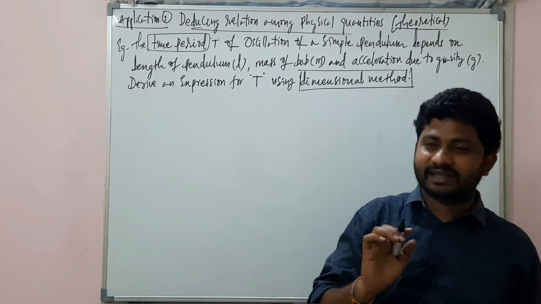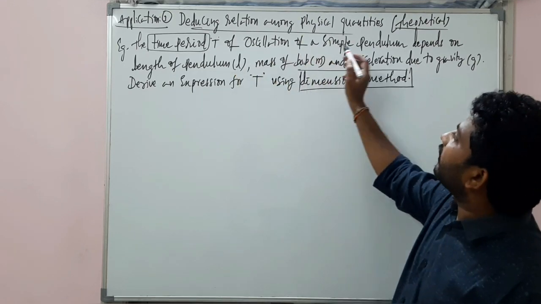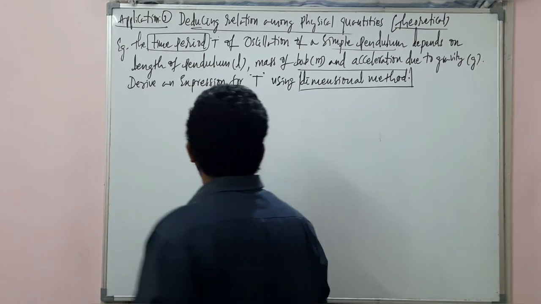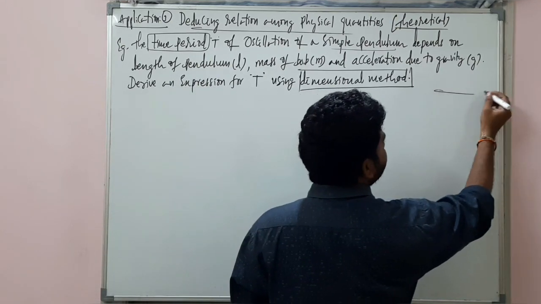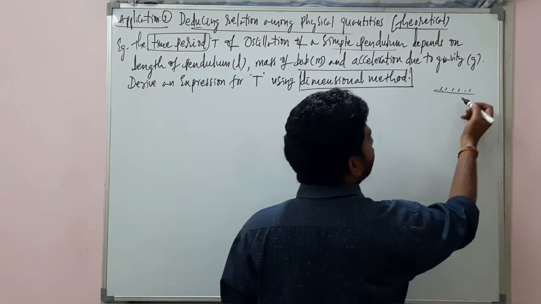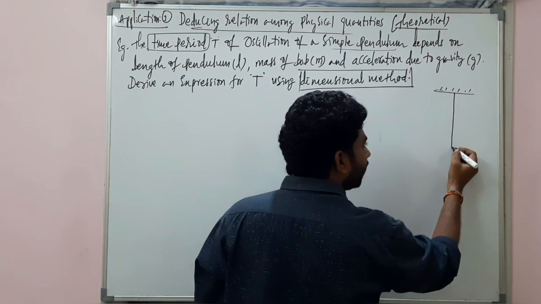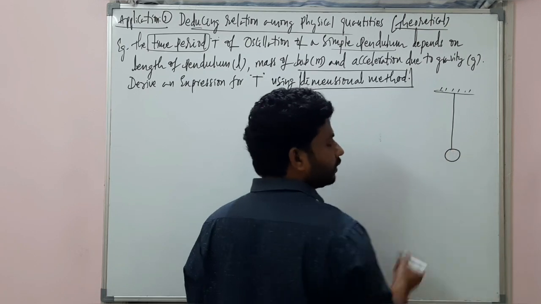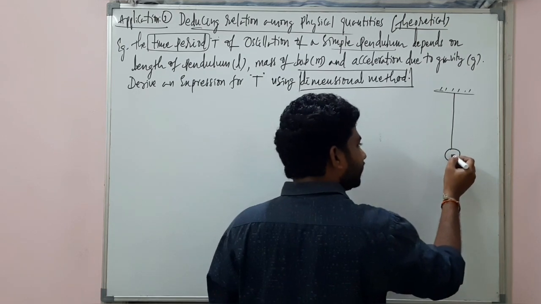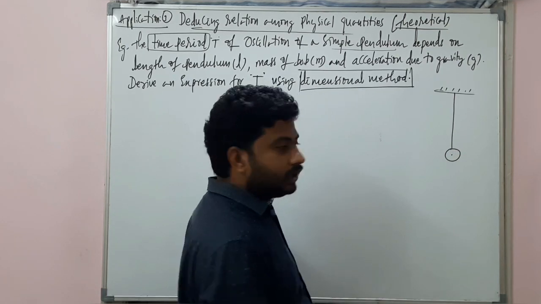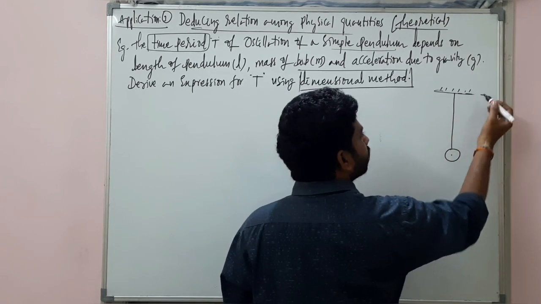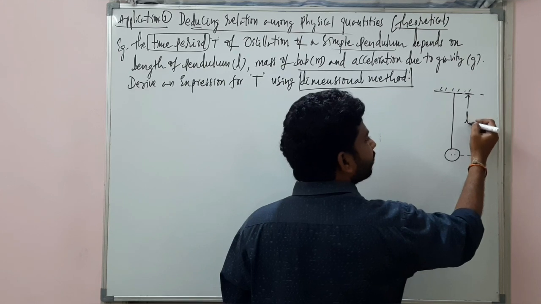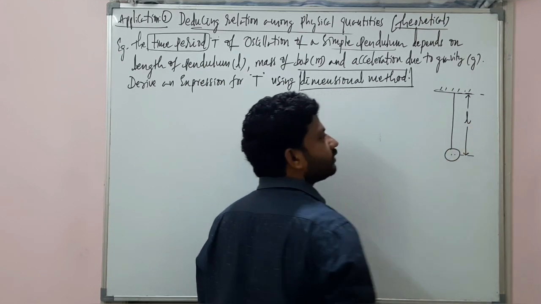Here, what they are asking about is the time period of a simple pendulum. In your lower classes, you might have learned about the simple pendulum. This is a rigid support, and this is called the length of the pendulum, and this is called a metal bob. This is the center point of the metal bob. From the rigid support till the center is called the length of the pendulum.